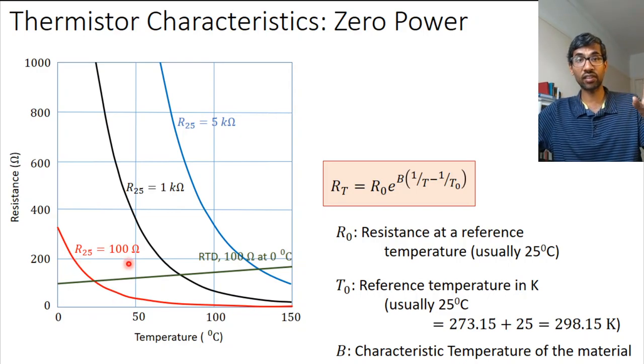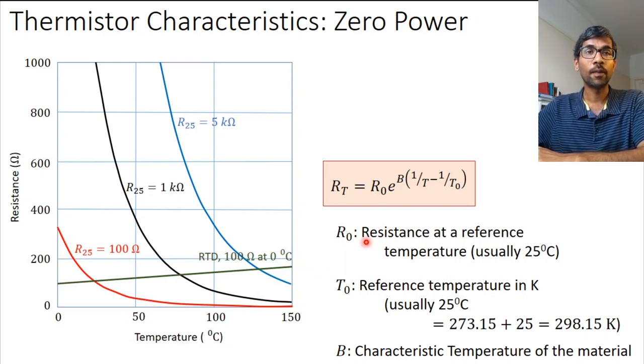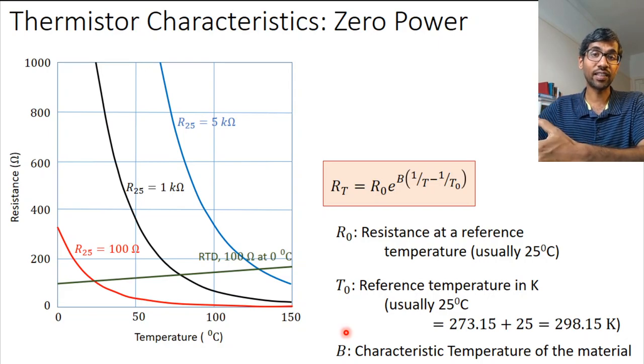Okay, so that's the first parameter to describe a thermistor. The second parameter is this B. This B is called the characteristic temperature of the material, and this is another parameter that is used to describe thermistors. In this equation, the temperatures are given in Kelvin. Okay, so just be careful there. Sometimes inadvertently we put our temperature in degrees Celsius and we get all kinds of results that don't match with the theory.